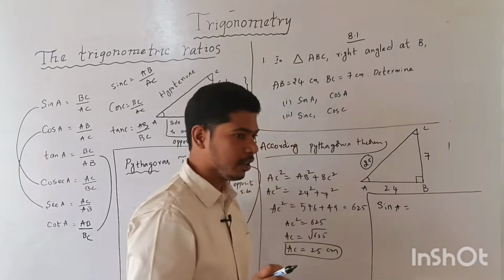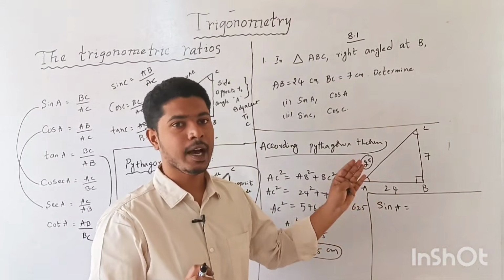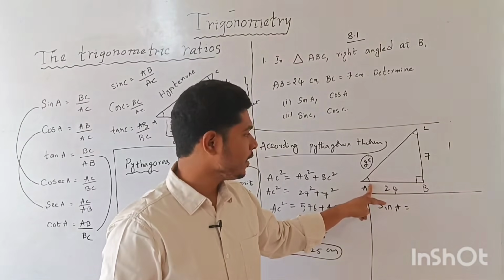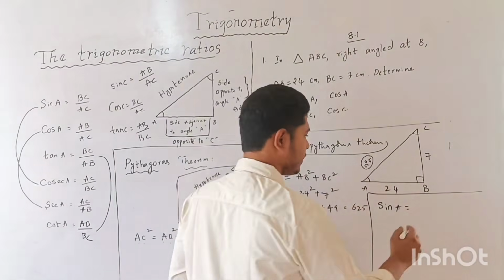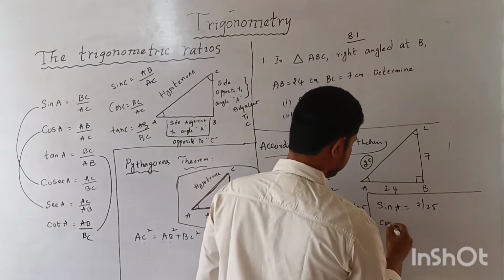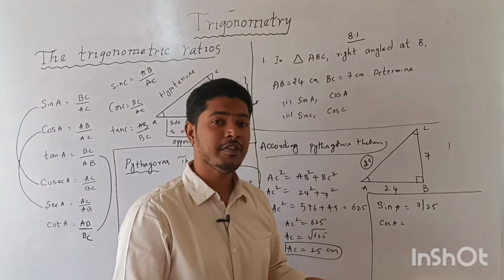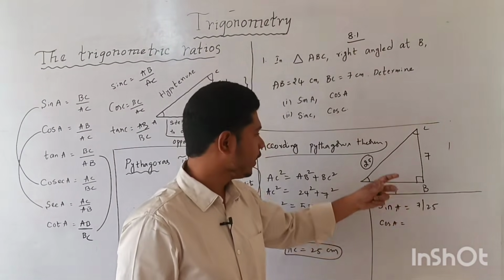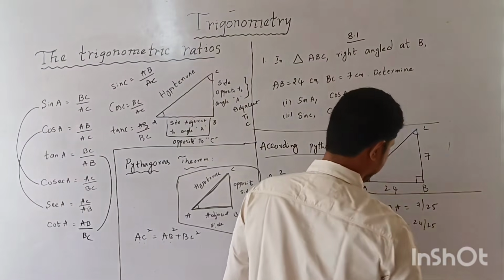What is the sin formula? Sin formula is opposite by hypotenuse, and we have to take the angle here. For A, what is opposite? Opposite is 7, hypotenuse is 25. The answer is 7 by 25. We have to find cos A. What is the formula of cos A? Adjacent by hypotenuse. For what? For angle A. For angle A, the adjacent is 24 and the hypotenuse is 25. That is 24 by 25.